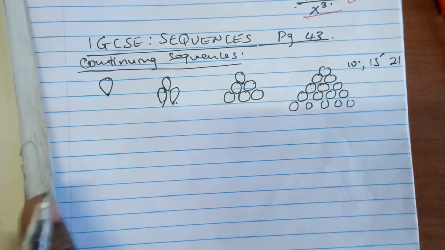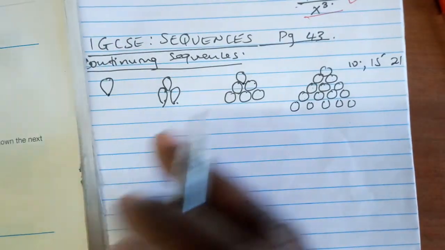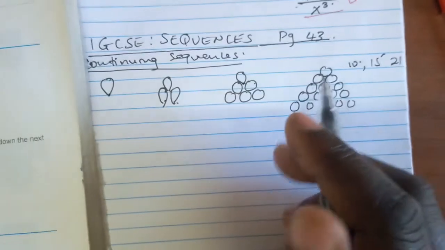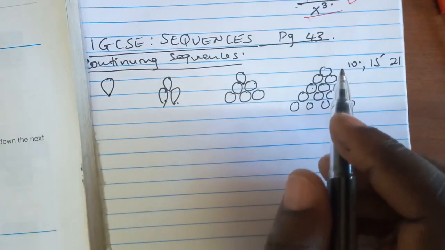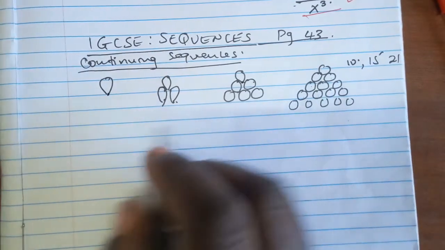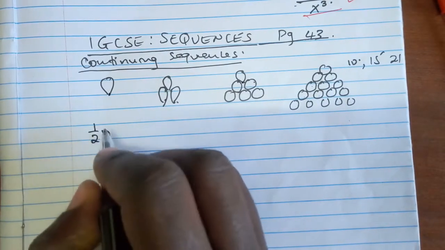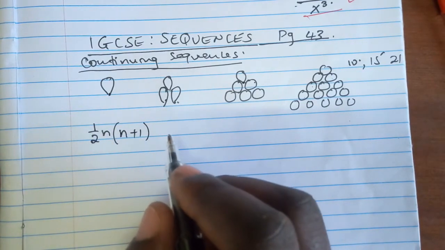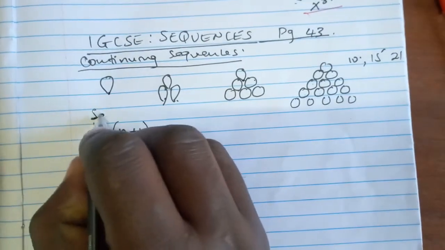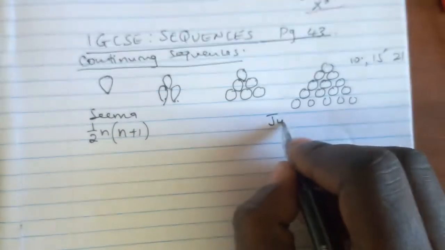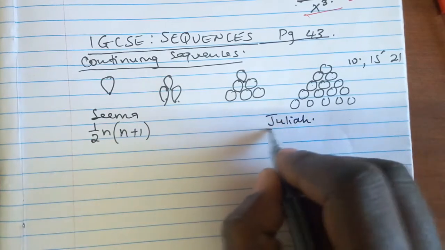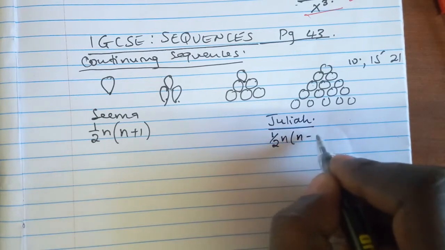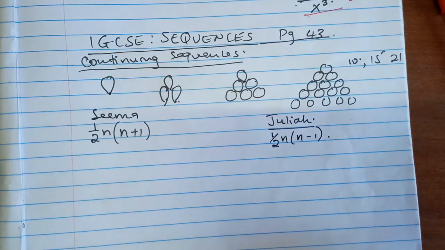Seema thinks she can work out how many balloons are needed for n rows by using the formula half n (n plus 1). Her friend Julia suggests that the formula is not this, it's going to be half n (n minus 1). Who is right? Let's find out.